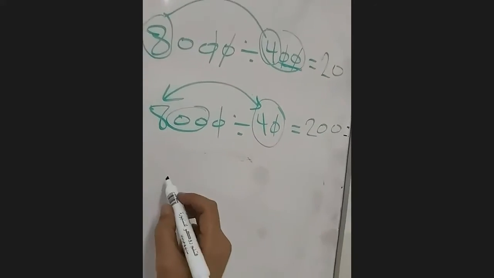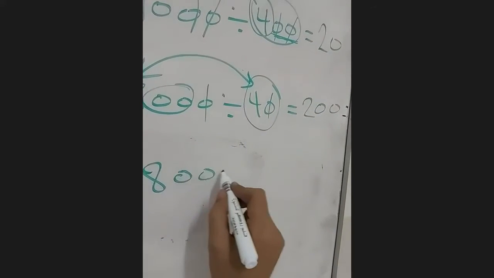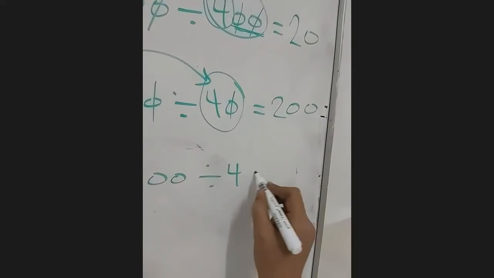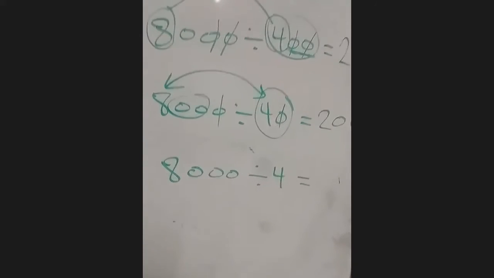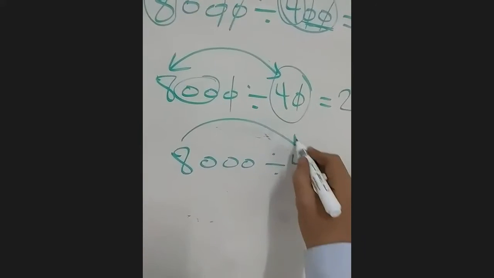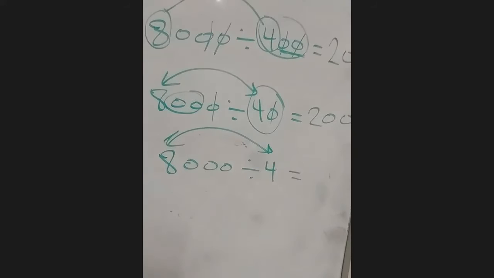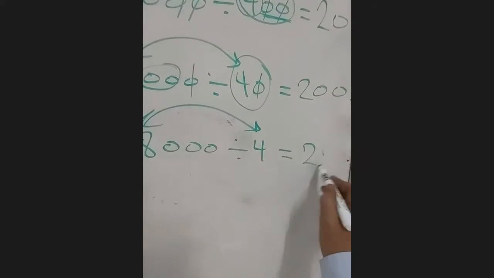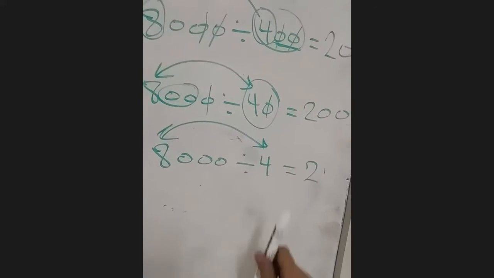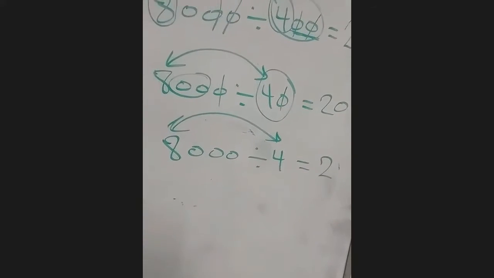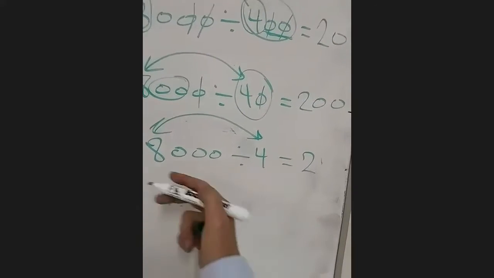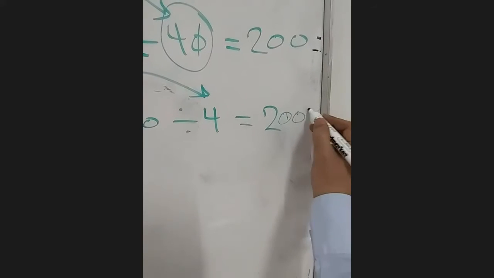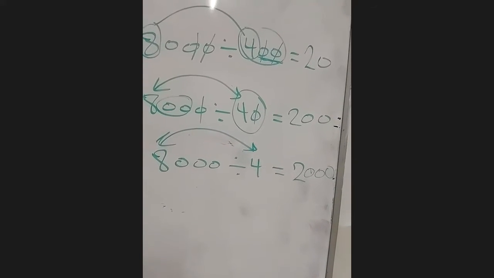But look at the last one. 8,000 divided by 4 alone, without zeros. Now, 8 divided by 4 is 2. Clear? Do we have zeros to cross? No. We put all the zeros here, so 2,000. Got it? Good boy. Remove your hand, Muhammad. Usama.